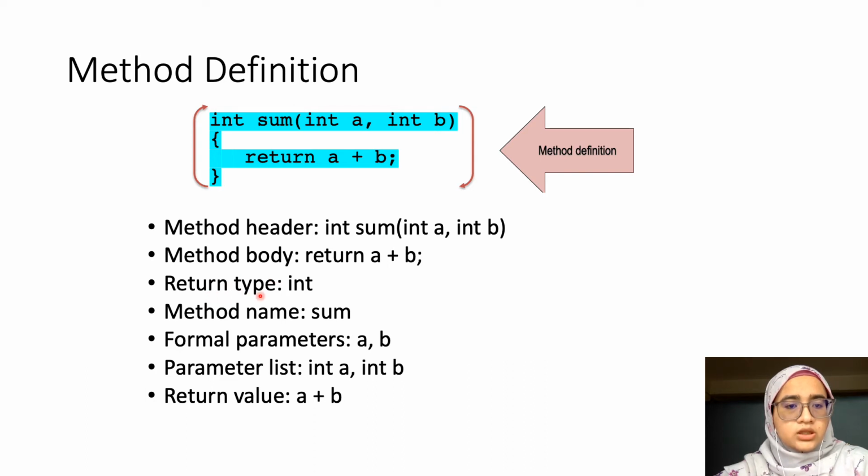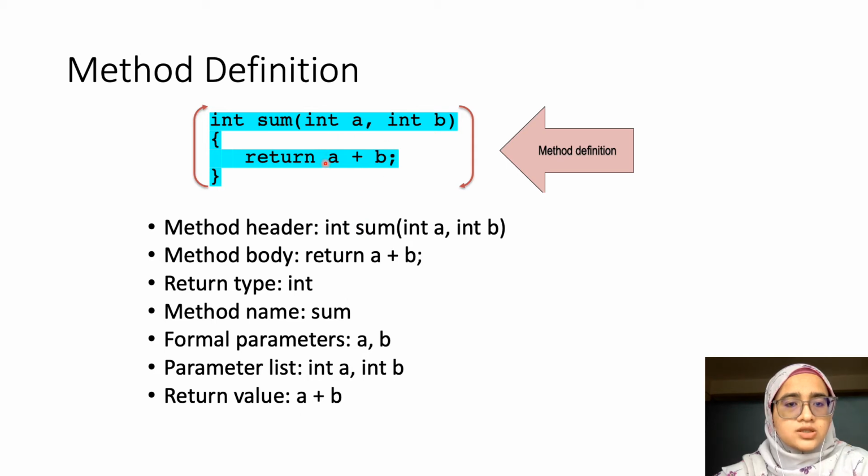And as for the return type here, we look at the top, the return type is integer. Okay, and the method name, as you know, is sum. Okay, formal parameters, remember formal parameters only take the parameters a and b. We do not take integer because it asks for formal parameters. So formal parameters are a and b only. Okay, if it asks for the parameter list, then you put integer a and integer b. This follows the matriculation syllabus, so we have to follow it. And the return value is a plus b.